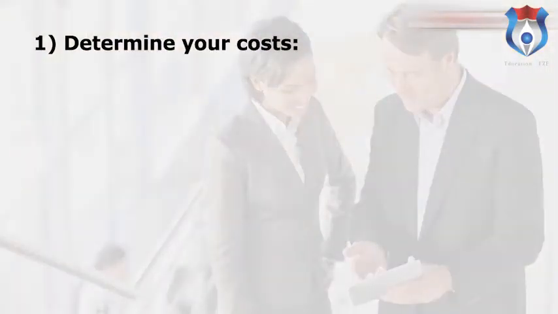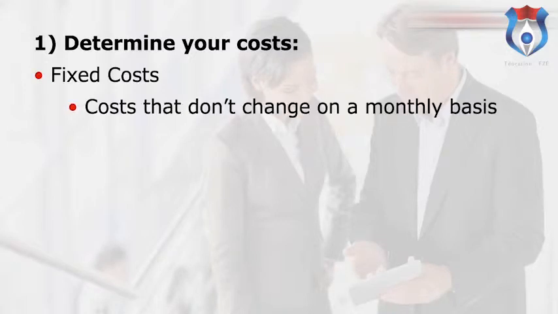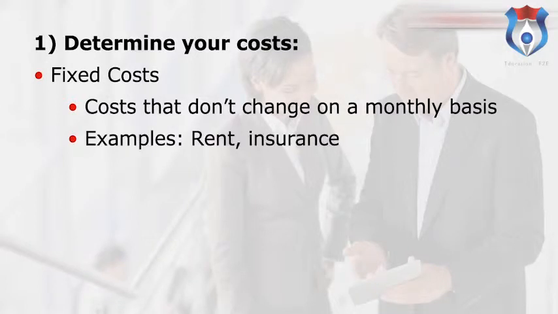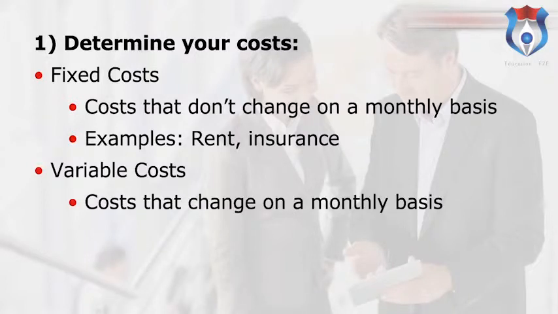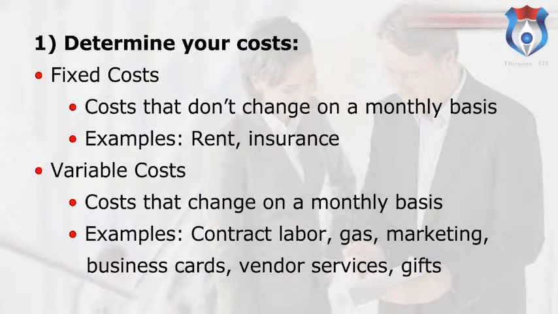So, how do we get you on a path to profitability? I'm glad you asked because I've got some answers for you. First, we need to determine what your costs are. And there are two different classifications of costs. There are your fixed costs, those things that don't change on a monthly basis. Examples are rent and insurance. And there are variable costs, things that do in fact change on a monthly basis, such as contract labor, gas expenditures, marketing design, business cards, vendor services, or even client gifts.